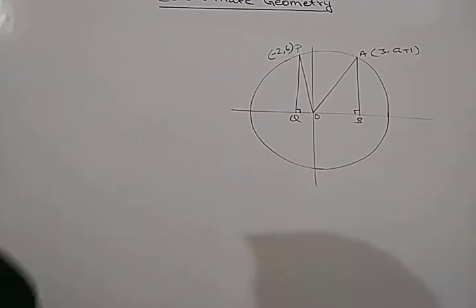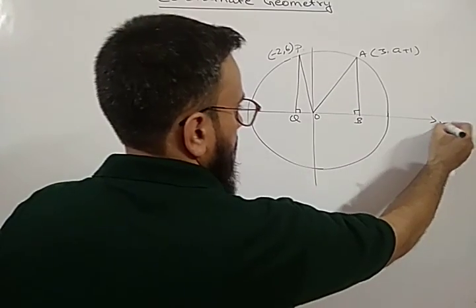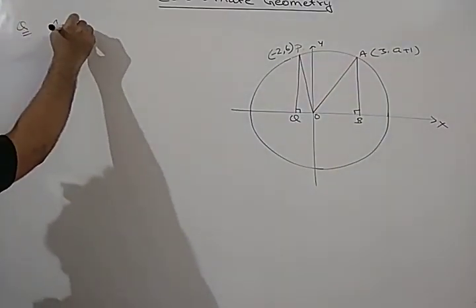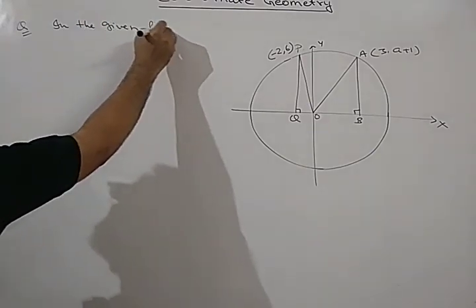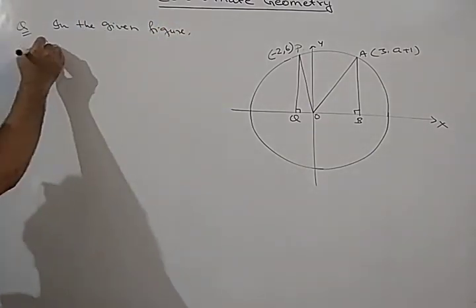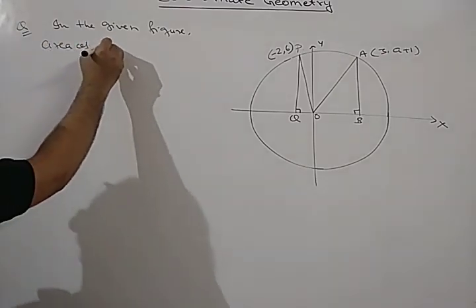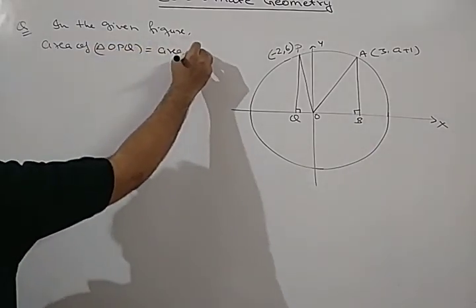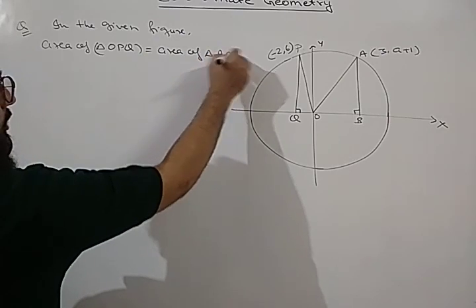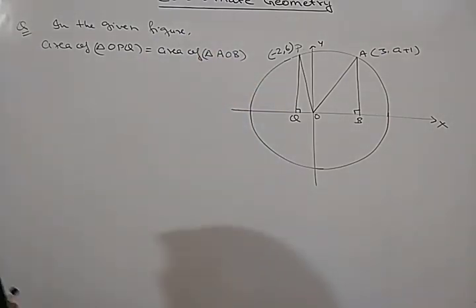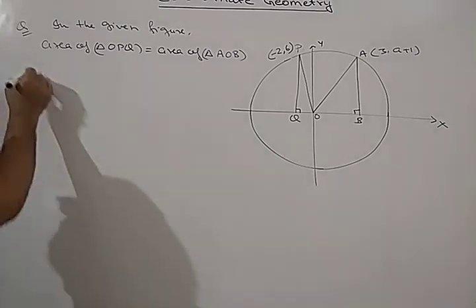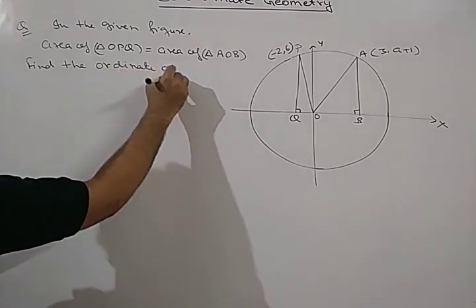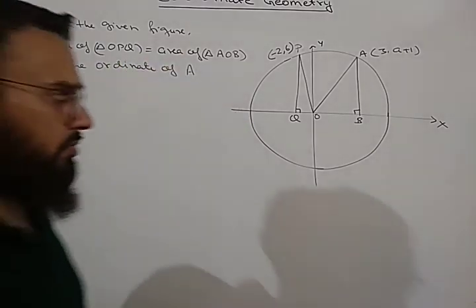Now in this question we have given a figure. Note down the question. In the given figure, area of triangle OPQ is equal to area of triangle AOB. It is given in the question. Then find the ordinate of point A. Okay, so we have given this question.